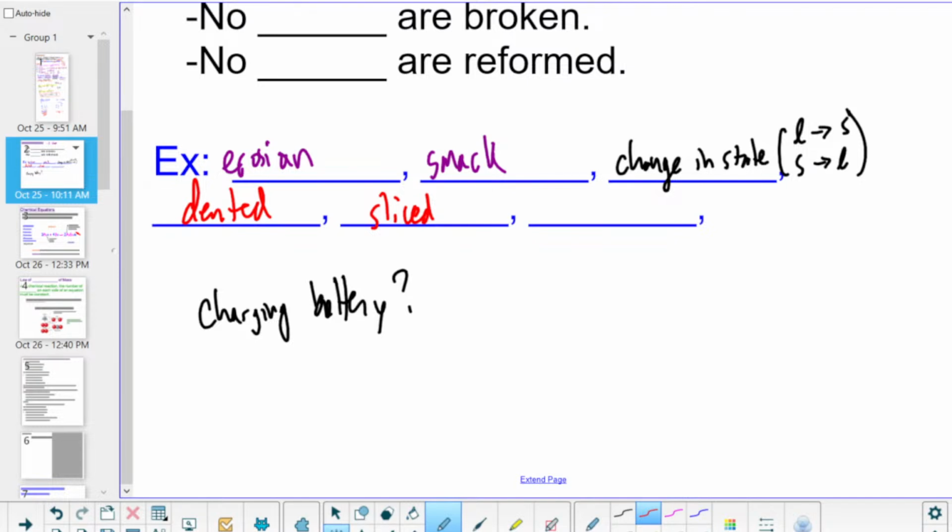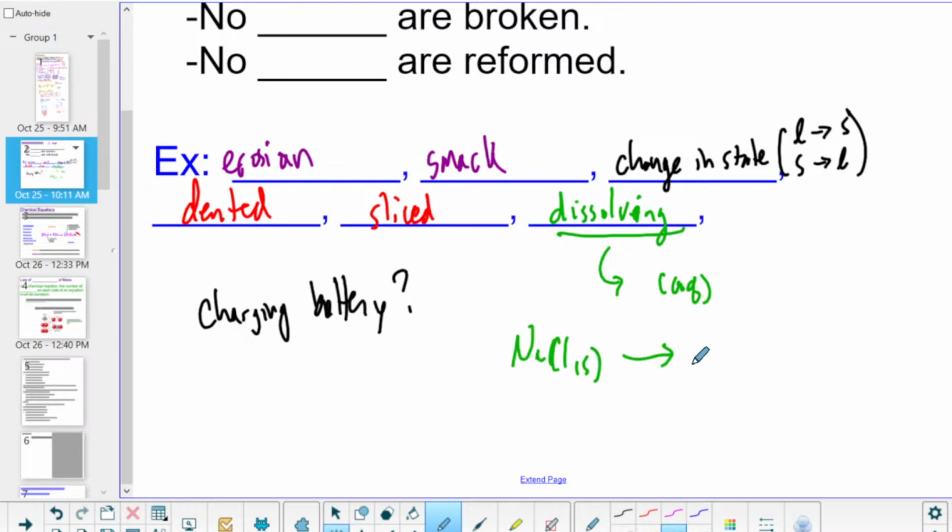I'm going to add one. I didn't see a volunteer, and this is because this one is often overlooked, and that is dissolving. And that is what we're going to talk about next when we talk about things that are aqueous. So if we take NaCl solid, and we put it in water, we get NaCl aqueous. And all that means is that it's dissolved. So if you dissolve something in water, it is a physical change. These ions have separated.